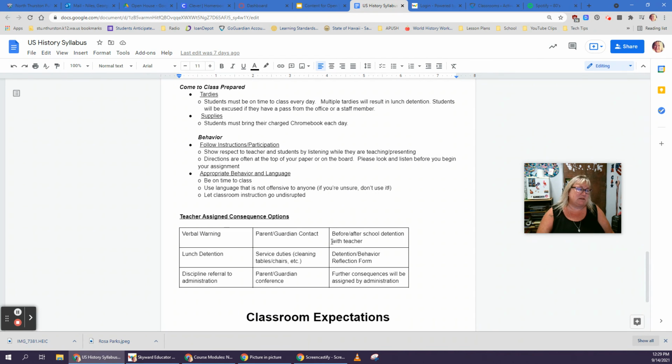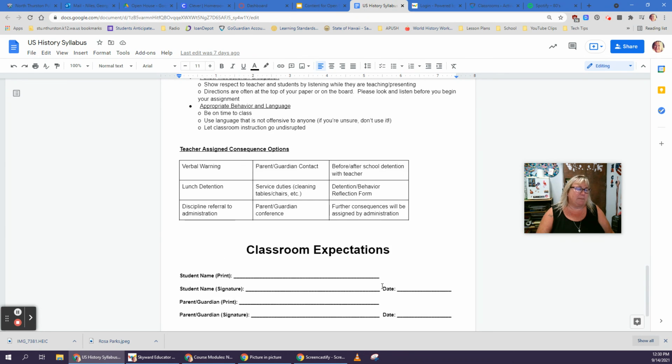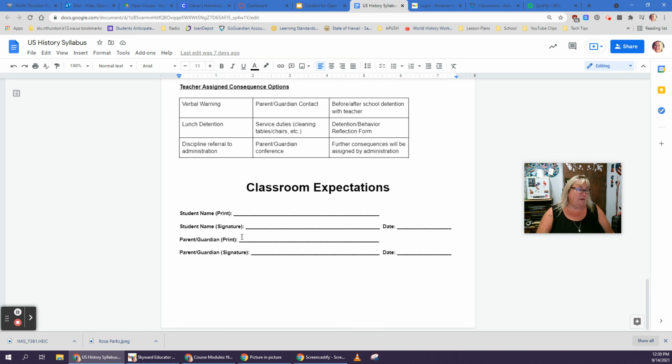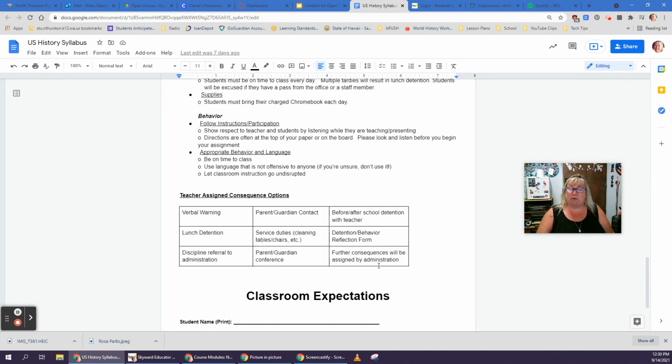And I also have a list here of some other tools in my toolbox. I can have before or after school detention. I tend to lean towards lunch detention because the student is on campus. They don't have to stay after school or come early. And many of you have already signed this and sent it back to me, and I appreciate you for that.